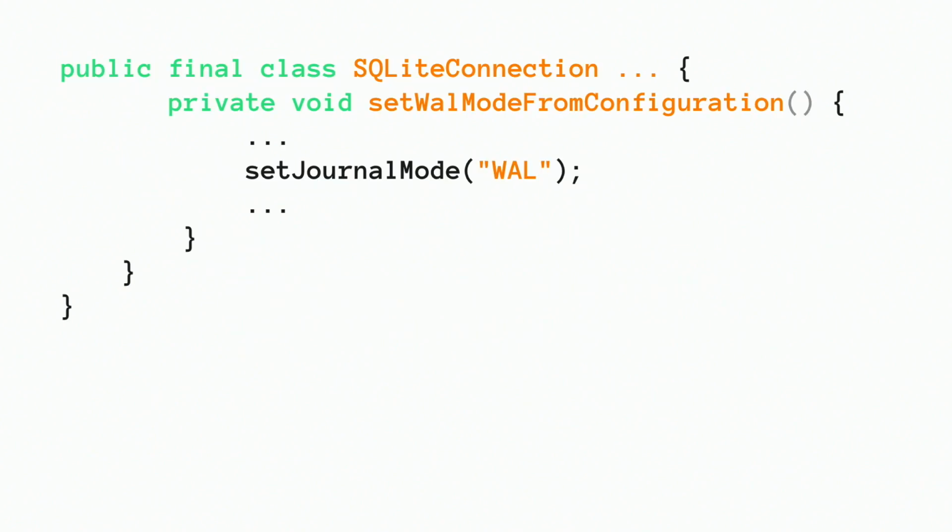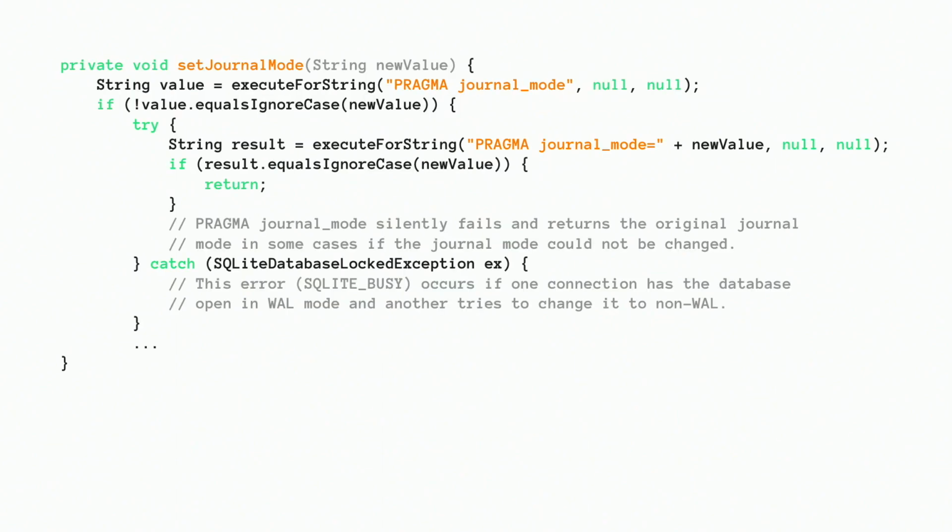So if we look at the internal implementation of set write-ahead log mode from configuration, we would see that what we're basically doing here is we're executing a SQL command, and it's a special SQL command called pragma, which changes the actual setting of the database. And in this case, it's changing journal mode to a new value, which, if it's write-ahead log, would be WAL.